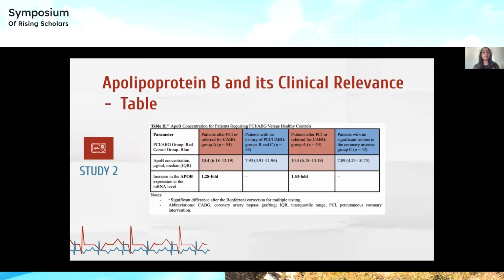And then for the experimental group, these people had a history of coronary artery disease or PCI or CABG, which you can see the abbreviations on the screen. As you can see, the ApoB concentration for the patients with this problem was 10.4 in the first group and 10.4 in the second group. But for the patients in the control group with no history of cardiac disease, you can see that their ApoB concentrations were 7.93 and 7.09. And so the increase in the ApoB expression at the mRNA level is 1.28-fold in the first group and 1.53-fold in the second group, highlighting how ApoB can easily be used as a predictive value to see: how are these people contracting CAD? Where is it coming from? ApoB is a great indicator of that.